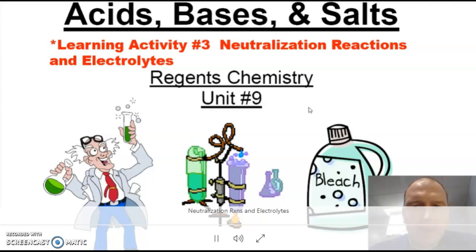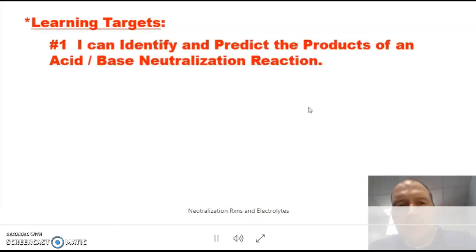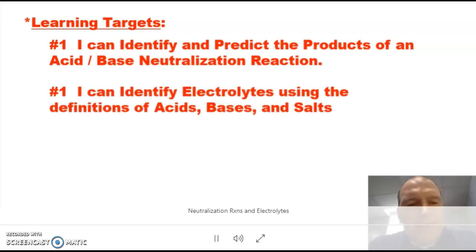Now, I have a couple learning targets for you for this learning activity. First one is you should be able to identify and predict the products of an acid-base neutralization reaction. We'll do that one first. And then second, we'll tie it in with being able to identify electrolytes. Now, I know you might have seen that term before back in Unit 7, but we're going to be using definitions of acids and bases that you had from the first learning activity of this unit, and the definition of salts to truly identify all electrolytes. Back in Unit 7, we did not identify all electrolytes.